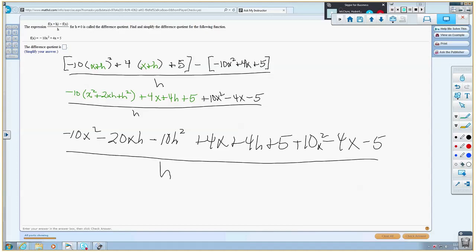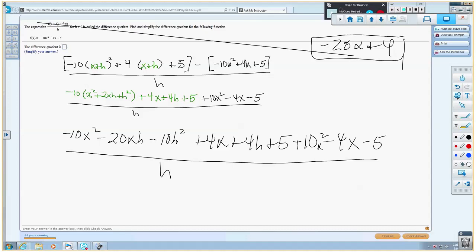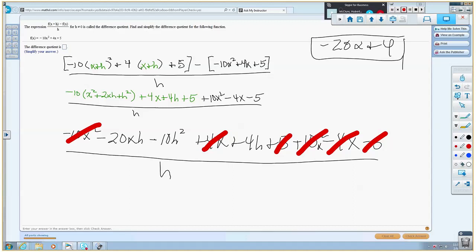Now the answer to this problem is going to be negative 20x plus 4 with the h's in there. I don't know what's wrong with this thing, it's just writing all over the place. But anyway, what happens to the negative 10x squared? Cancels with the 10x squared there. Negative 4x cancels with the 4x, and the negative 5 cancels with the negative 5.